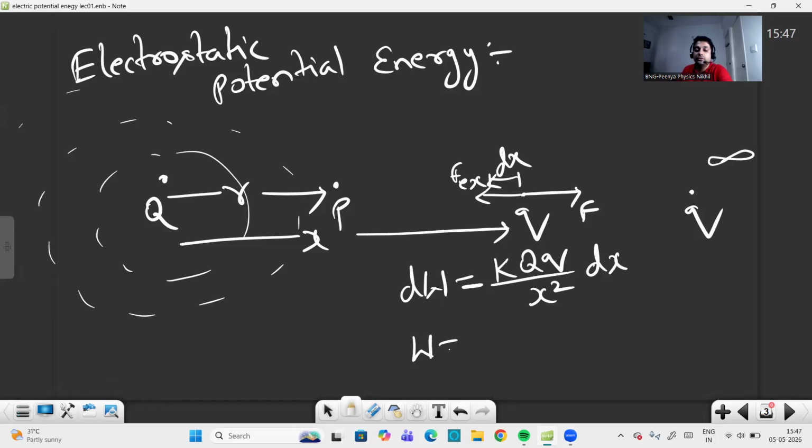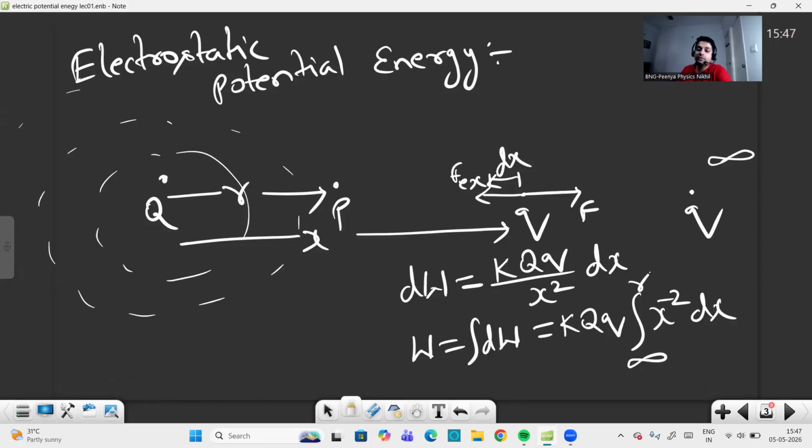So W equals the integration of dW. Now it is K capital Q small q times the integration of x to the power minus 2 dx. Now x is changing from where to where? We are bringing the charge from no interaction to a point in the field that is at R distance. No interaction is at infinity, so from infinity to R. Correct?